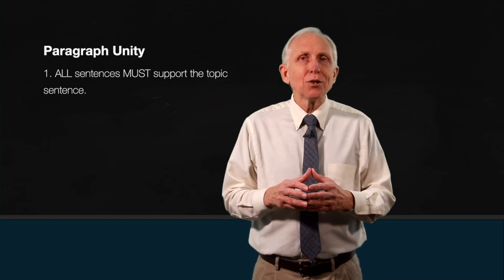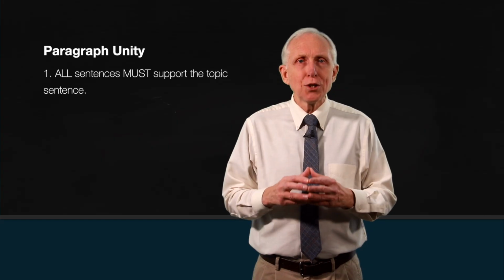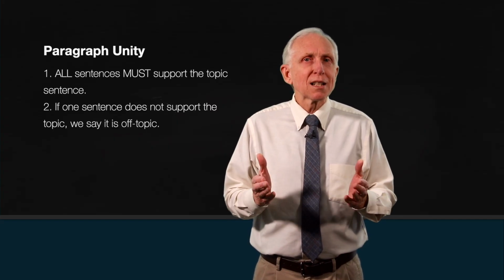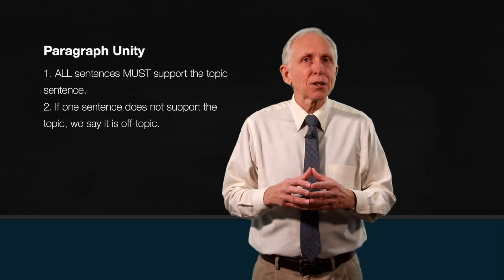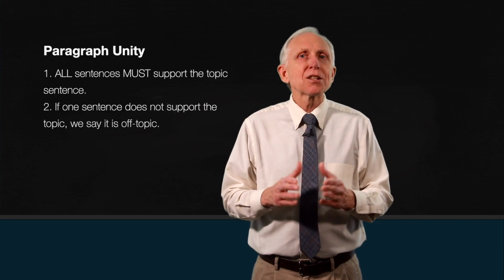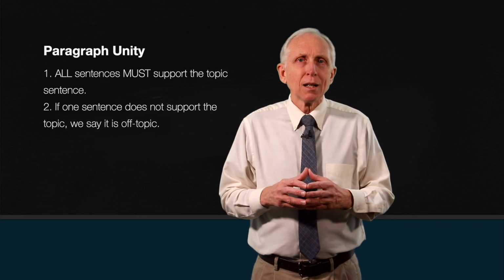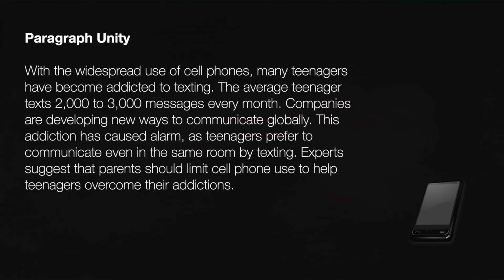Now, remember I said the supporting sentences must support the topic sentence? When they do, we say the paragraph has unity. If one sentence in the paragraph does not support the topic sentence, we say it is off topic. Let's read this paragraph and see if all sentences support the topic. With the widespread use of cell phones, many teenagers become addicted to texting. The average teenager texts 2,000 to 3,000 messages every month.